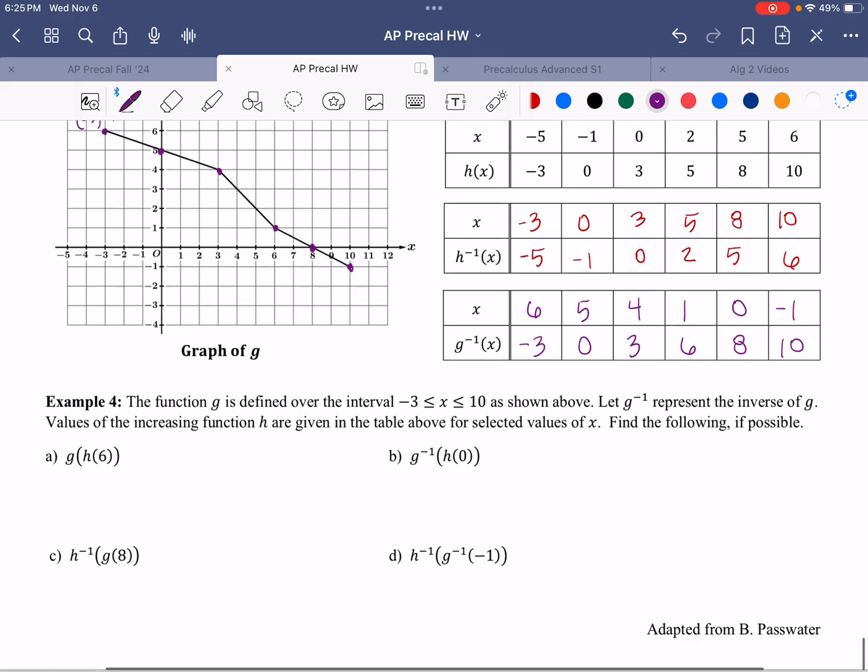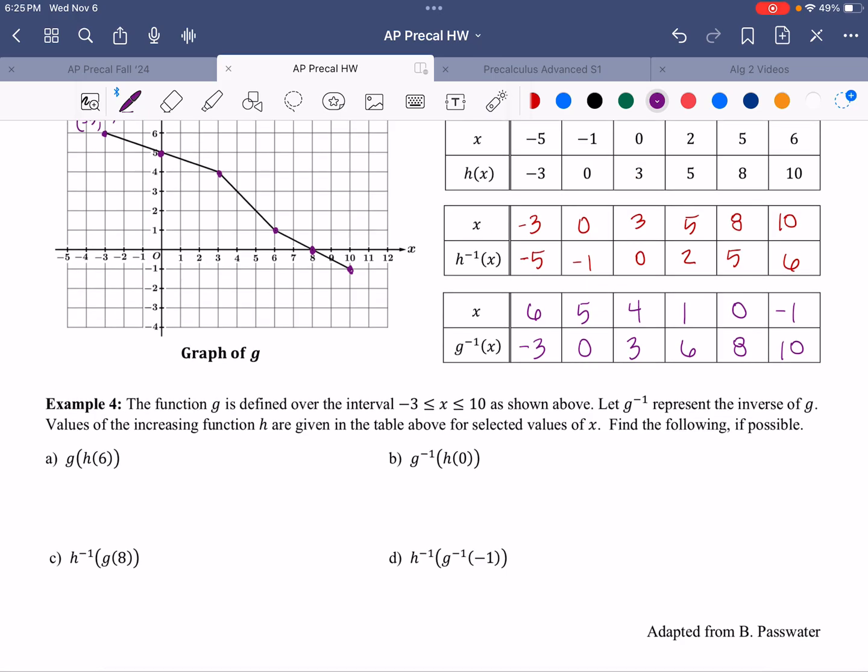Okay, great. Now we're just evaluating these functions again. So just be careful. Start on the inside. So g of h of 6, we'll start by finding h of 6. Function h, input of 6, gives me an output of 10. And g of 10, looking at function g, when x is 10, y is -1. That's it.